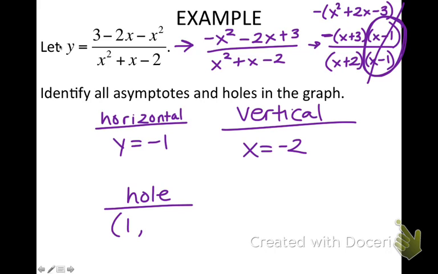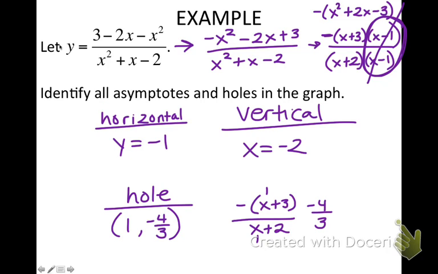So I'm left with the function negative x plus 3 over x plus 2 when I eliminate the common linear factors. Now if I evaluate that for 1, we get negative 1 plus 3, which is 2... so negative 4 over 3. My hole is occurring at the point 1, -4/3. So if I were to graph that at that coordinate, I would put an open dot.